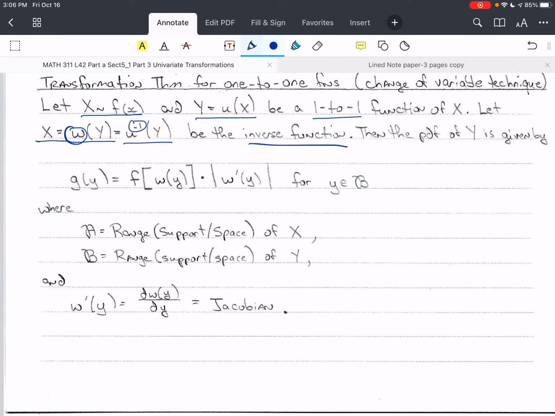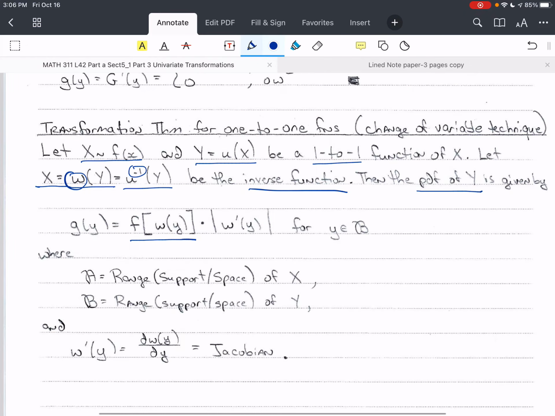It's the inverse function. So then the PDF of y is given by f of w of y. So remember that this is f of u inverse of y times the Jacobian, the derivative of w, or the Jacobian w prime of y. And we call this the Jacobian because it's a matrix, but in this case it's only one value, so it's a singular value. But we will expand this when we go to bivariate or multivariate. So this format is very similar to what we'll do when we do bivariate transformations.